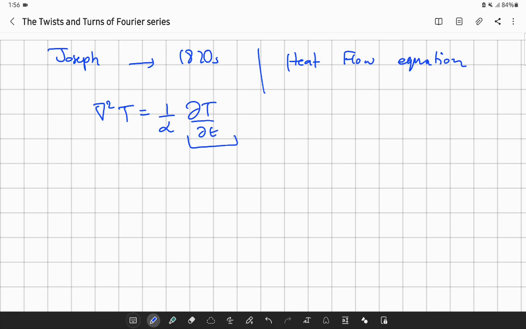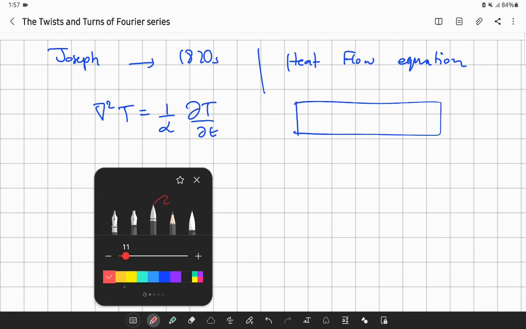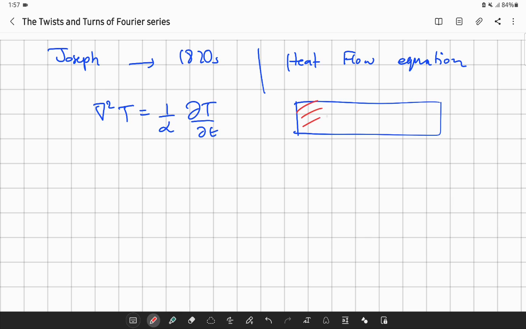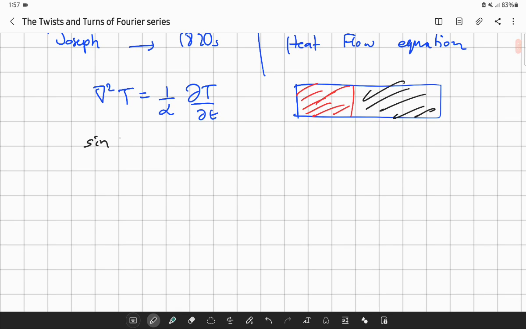So this partial derivative over partial time gives you the rate of heat flow, right? And the Laplacian of the temperature gives you an idea of the temperature difference between 2 points, per se. Say this is at some temperature, this is at another temperature. This is what the Laplacian measures in a sense. So if he could solve this equation in terms of sines and cosines.